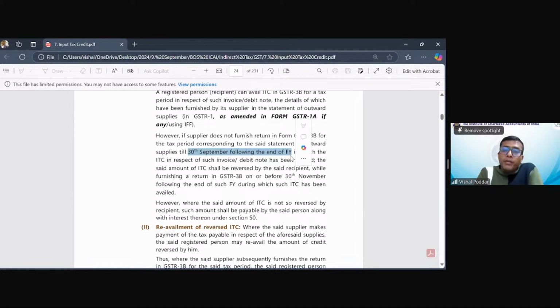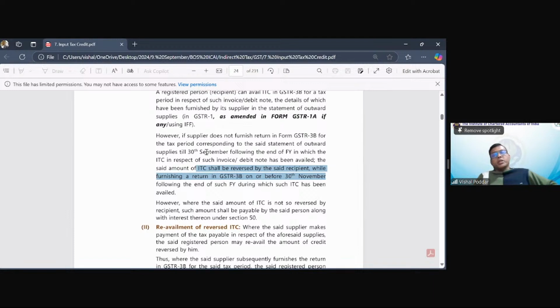However, if Rahul has not filed his 3B and has not paid the tax even up to 30th of September 2025, then I will have to reverse the ITC which I took, and for this I am given 2 months. That is up to 30th of September 2025. I will be behind the supplier asking him to file his return, pay the tax. If he does, well and good.